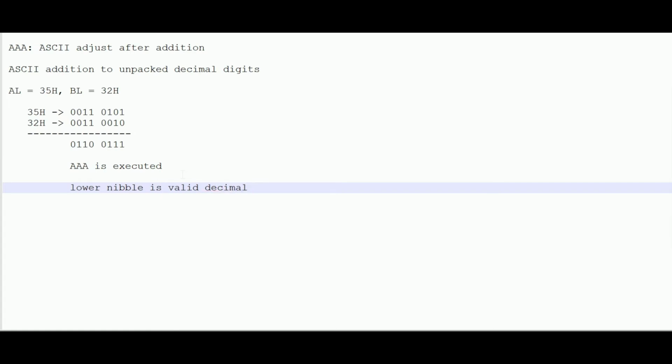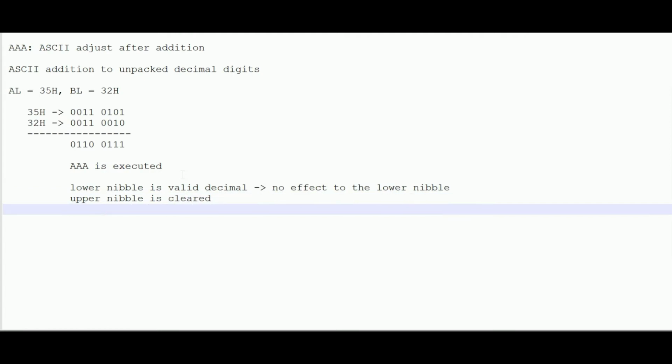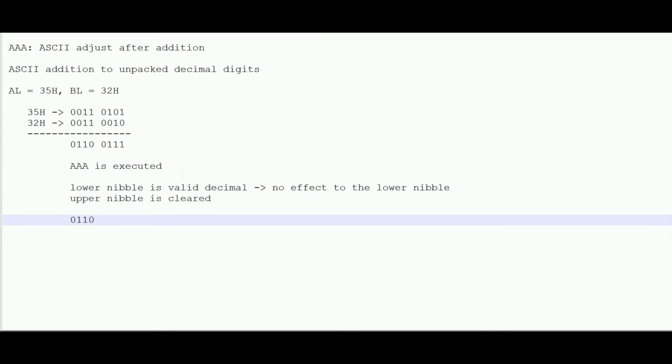then it will have no effect on the lower nibble. Instead, the upper nibble is cleared. So what happens here is 0110 0111 gets converted to 0000 0111, that is 4 zeros followed by 0111. So this results in 07, and this is the number which gets displayed onto your monitor. So 5 plus 2 is 7, and that is how it is displayed.